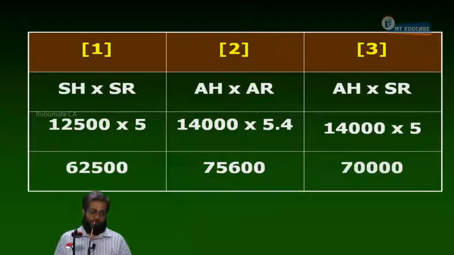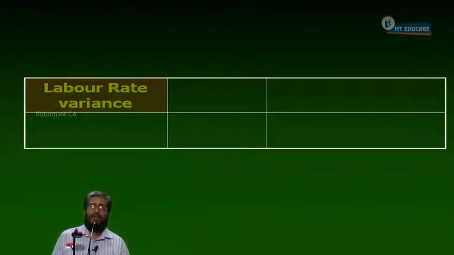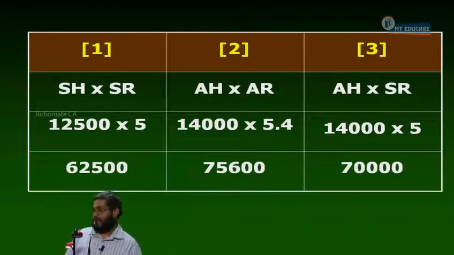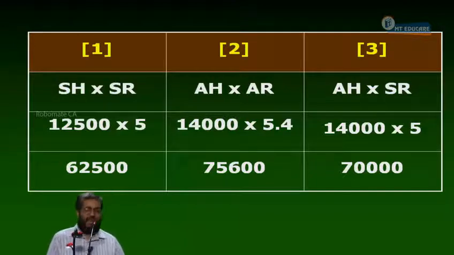Step number 2 is what? Variance calculation. Labor cost variance is 1 minus 2. What is 1 minus 2? 13,100 adverse. Branch it into 2: labor rate variance and labor efficiency variance.